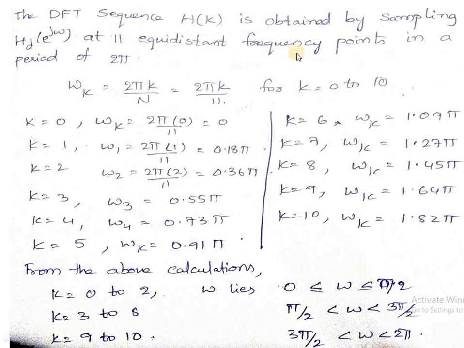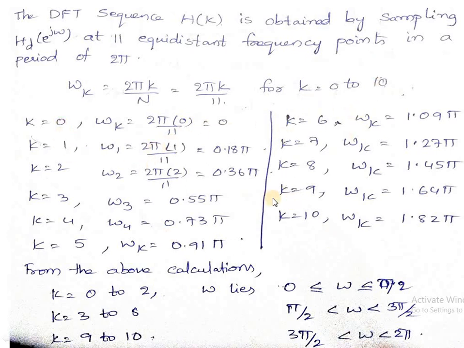Therefore I consider 11 equidistant frequency points in a period of 2 pi, and it comes out to be omega k equal to 2 pi k by n, which is equal to 2 pi k by 11, where k is equal to 0 to 10. Calculating those different values of frequency points, I observe that the frequencies are multiples of 0.18 pi. Therefore, we have 0, 0.18 pi, 0.36 pi, 0.55 pi, 0.73 pi, and so on until 1.82 pi, within the range from 0 to 2 pi.